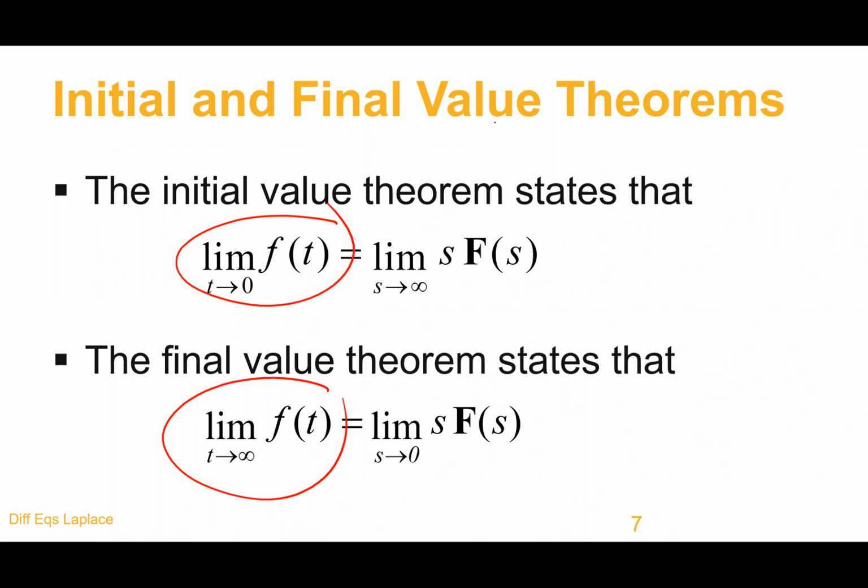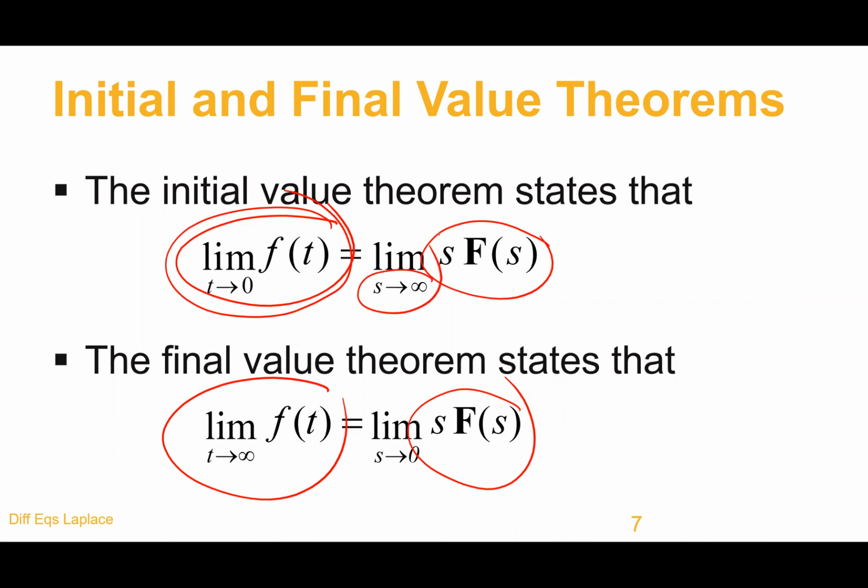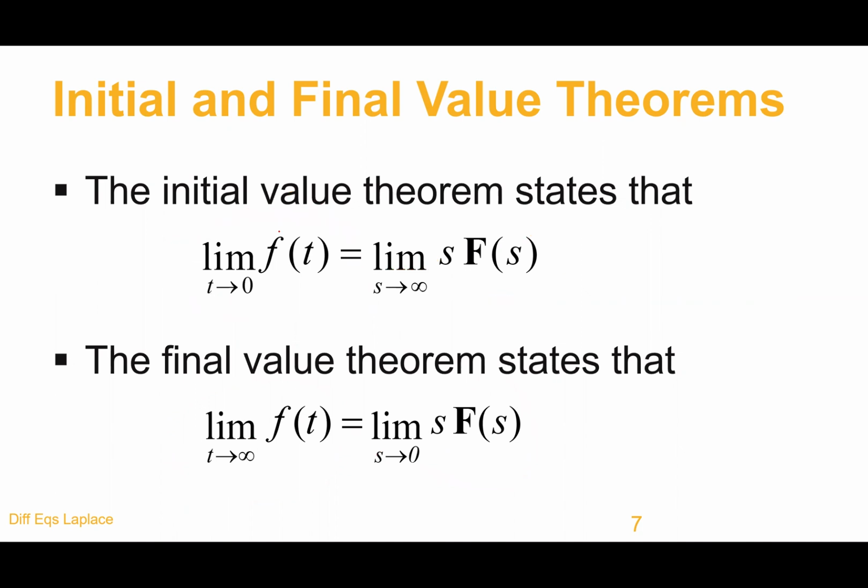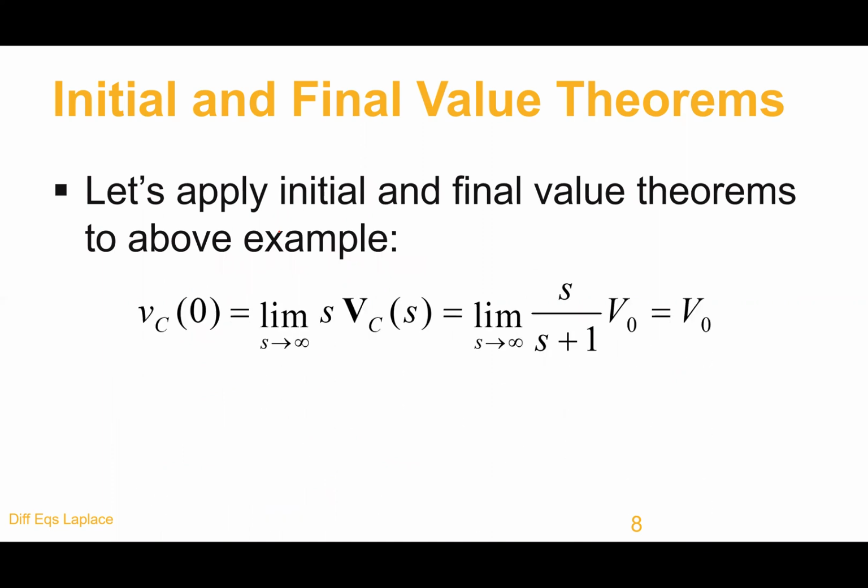And this is how you do it. You multiply f of s with s in both cases, but you do something backwards. If you want the initial time value, you send s to infinity. And if you want the final time value, you send s to 0, right? And we can easily verify these. These are facts that can be proven, right?